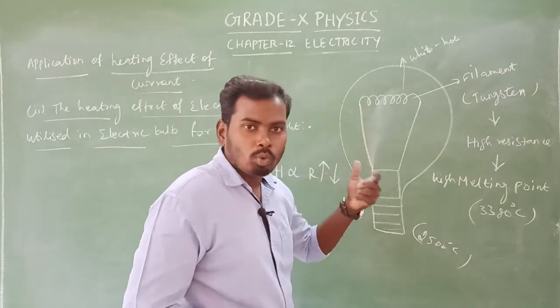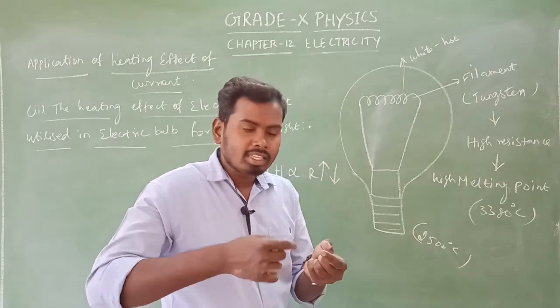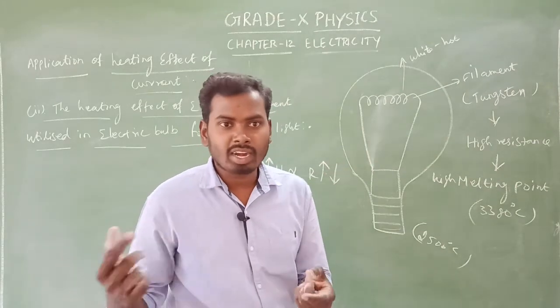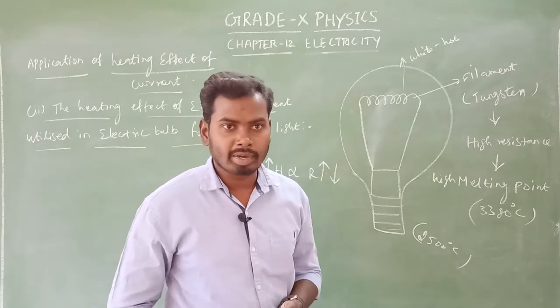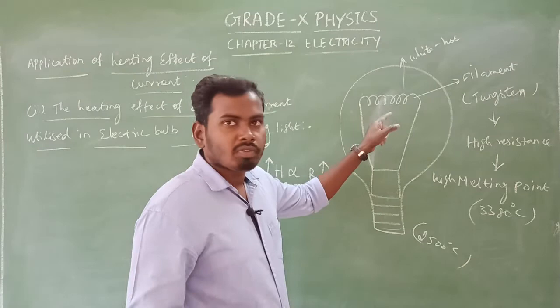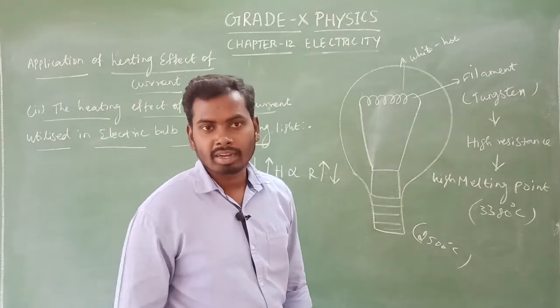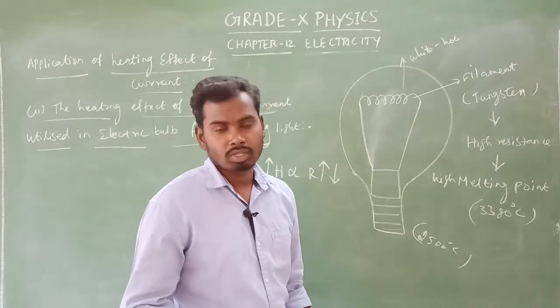So tungsten filament only we can easily change into flexible material. We cannot change copper, aluminum or silver into flexible material. That is the reason why most electrical bulbs contain a tungsten filament inside. Is it clear, students? It's very easy.